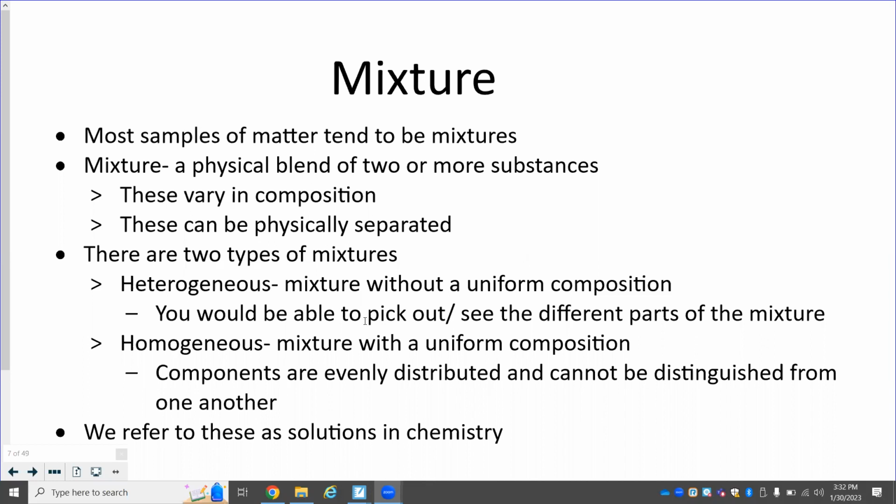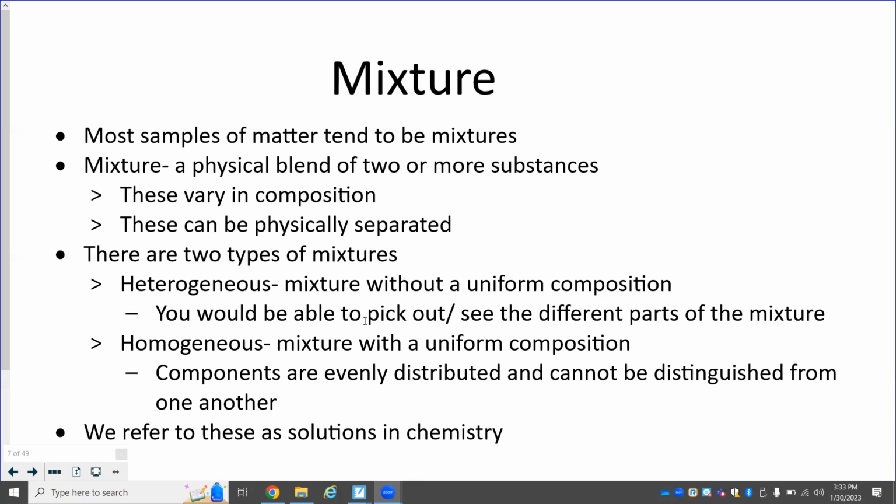Whereas a homogeneous mixture, remember, homo means same. So homogeneous mixtures have a uniform composition. That means that everything looks the same. Even though we know there's different things in there, we can't see all the individual parts of it. So the components are evenly distributed and cannot be distinguished from one another.